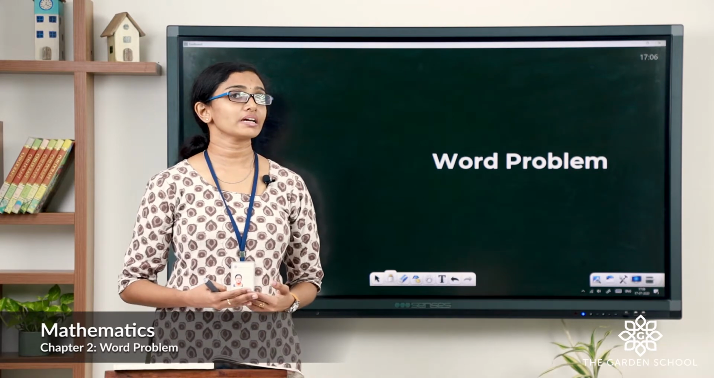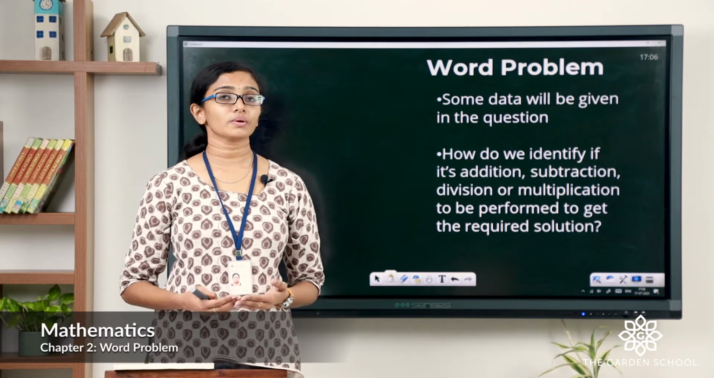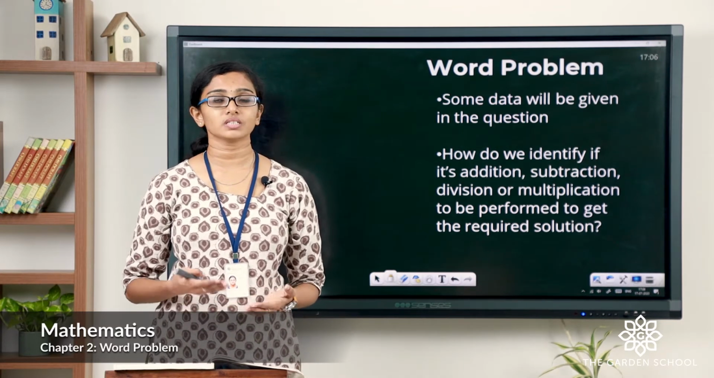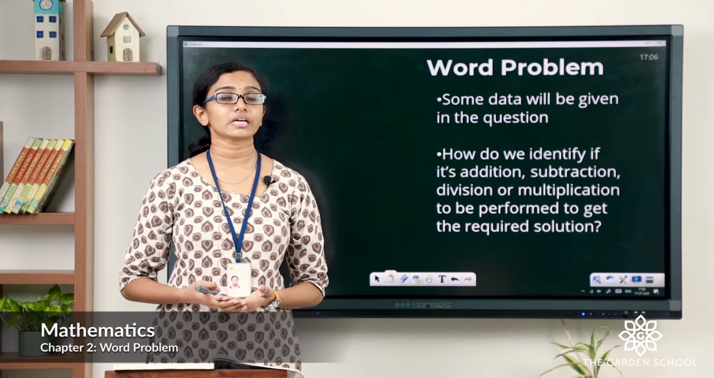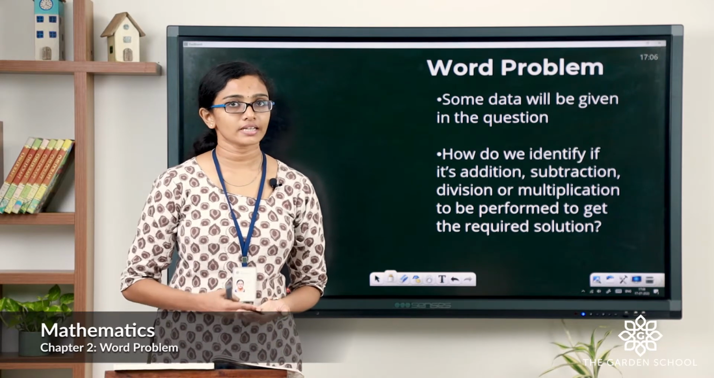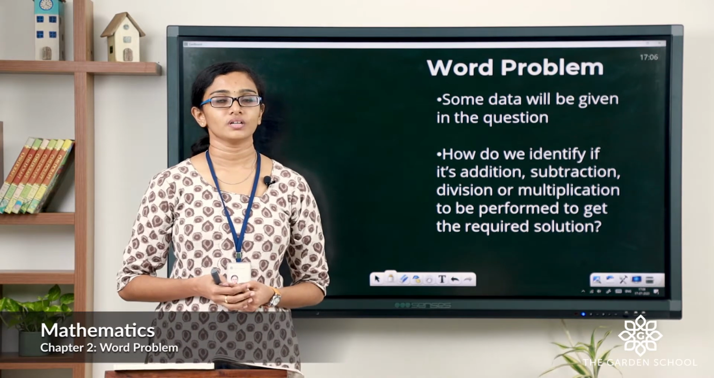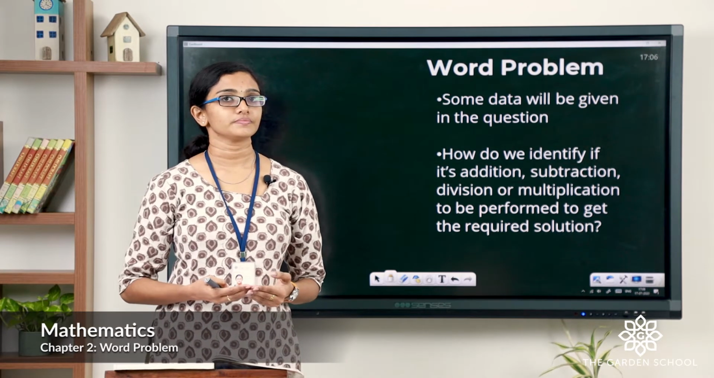So how do we find what operation has to be done? How do we know whether we have to do addition, subtraction, division or multiplication? So let's see how we can break down a word problem to find the required solution. Now, how do we do that?